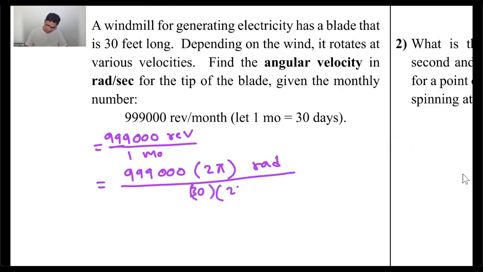Each day has 24 hours. Each hour has 60 minutes. Each minute has 60 seconds. That is 30 days, 24 hours, 60 minutes, 60 seconds.